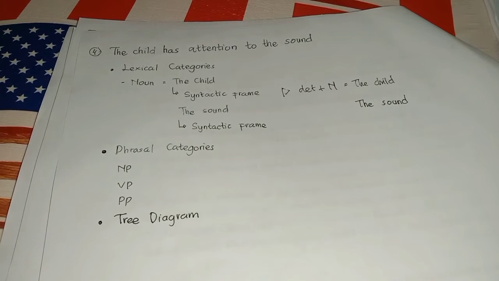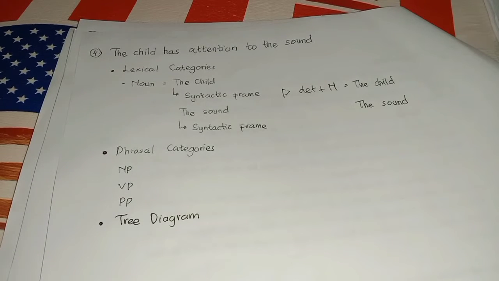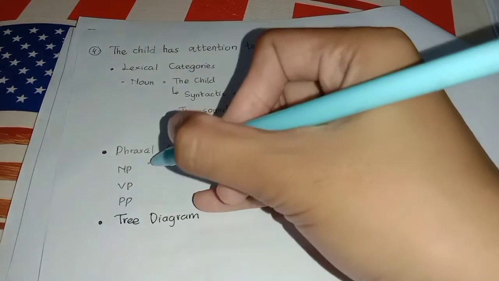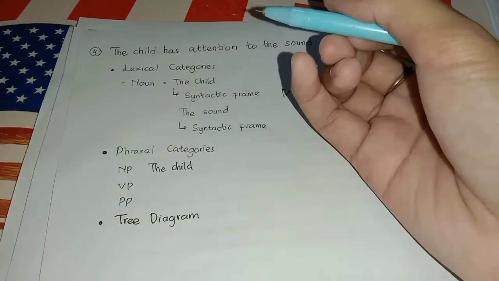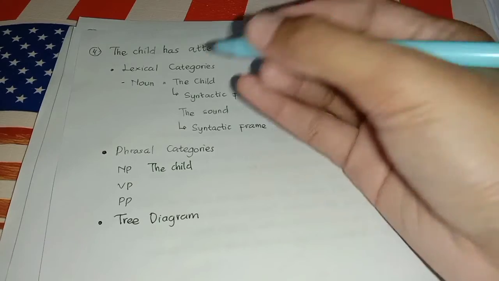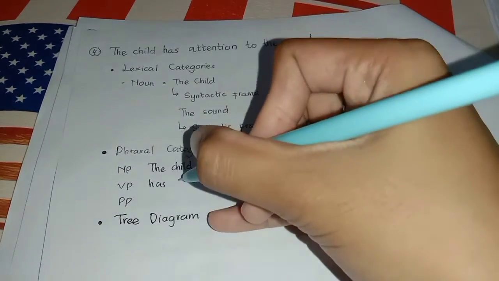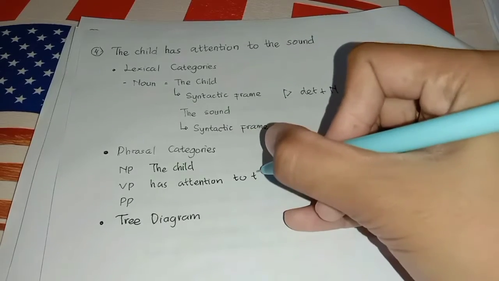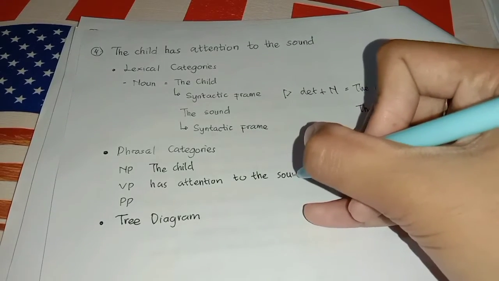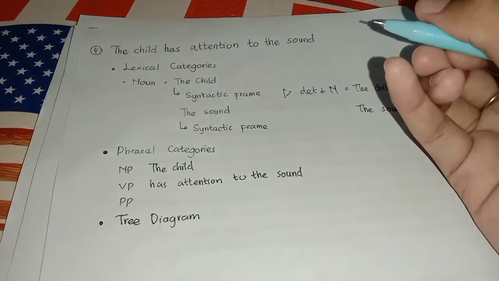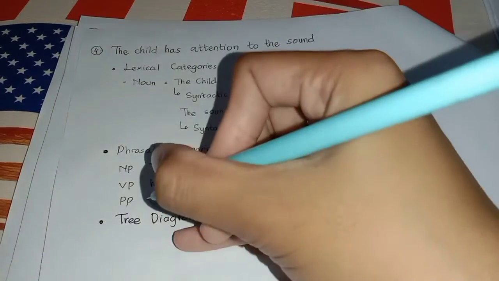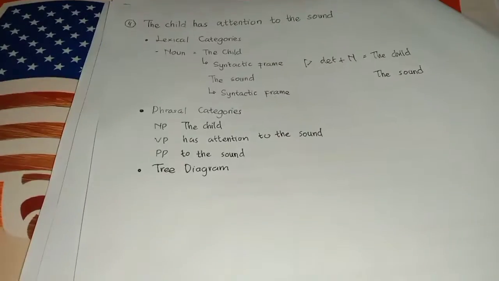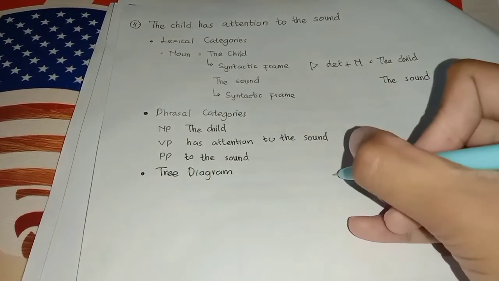For the phrasal categories, I found three phrases. The noun phrase in this sentence is "the child." The verb phrase of the sentence is "has attention to the sound." And the prepositional phrase of the sentence is "to the sound." Now we draw the tree diagram of this sentence.